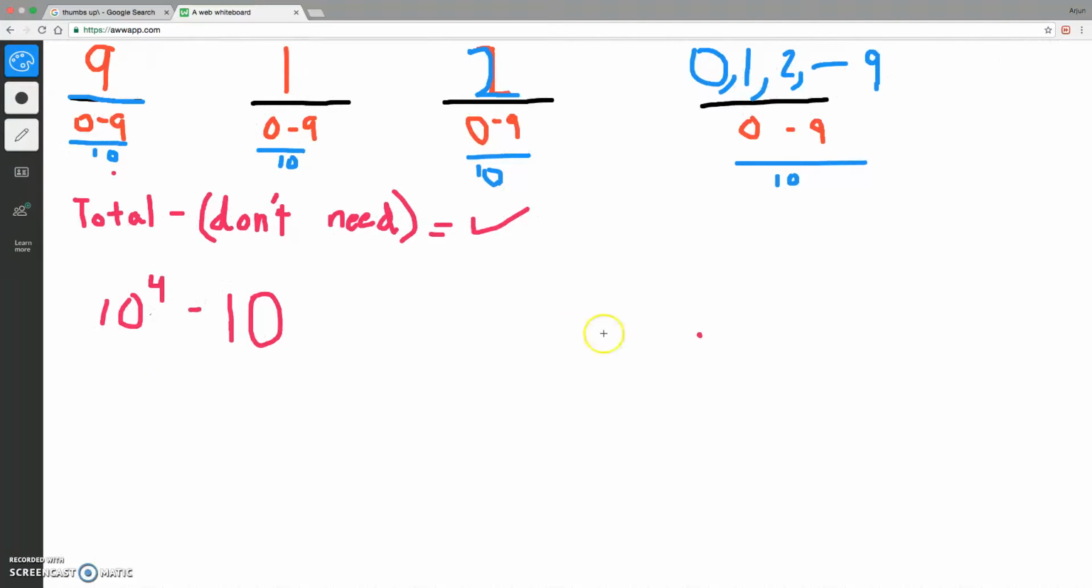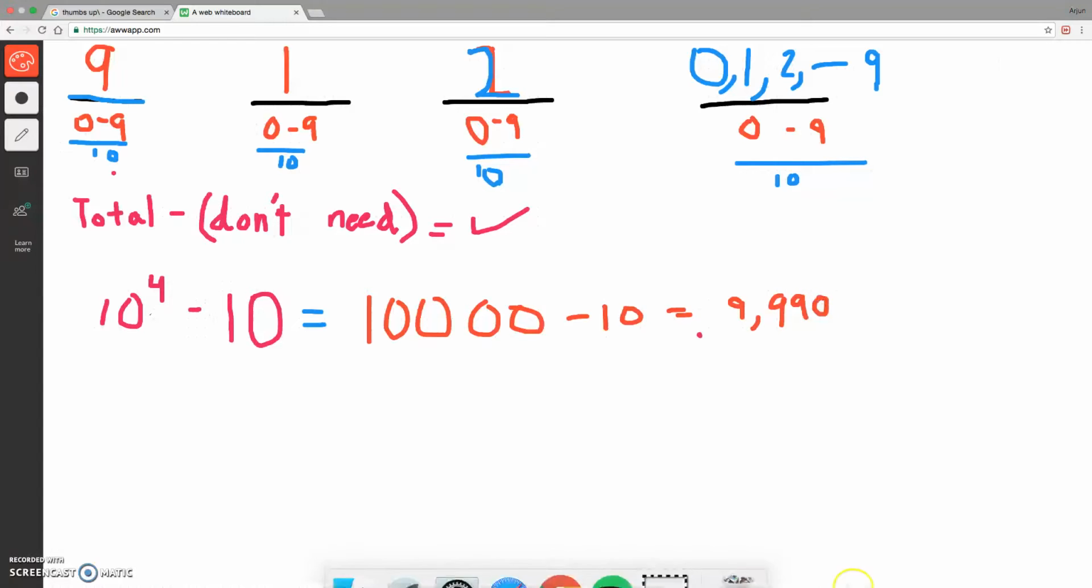We'll subtract 10 of these cases from 10 power 4. So now this equation is the same as 10,000 subtracted by 10, which is 9,990 possibilities. Now, maybe this does not make sense to you, but let me tell you another way, and maybe that will convince you.